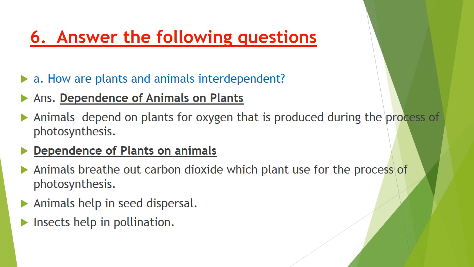Next is animals help in seed dispersal. And part 3, insects help in pollination. So by these 3 points, plants depend on animals.